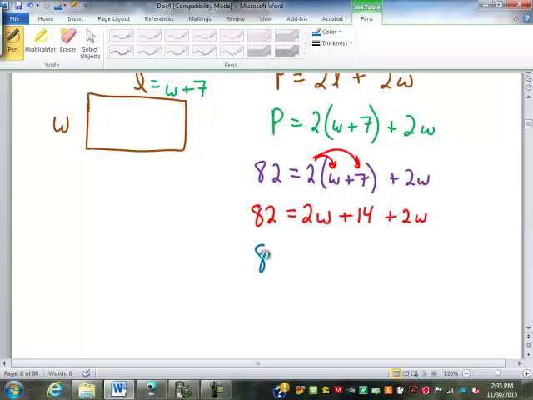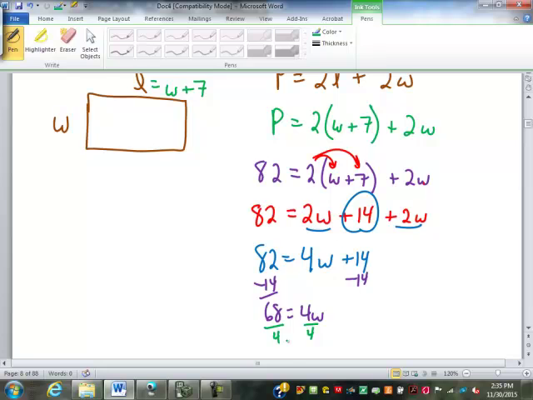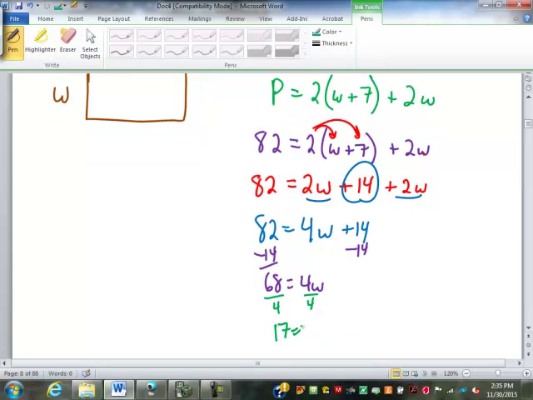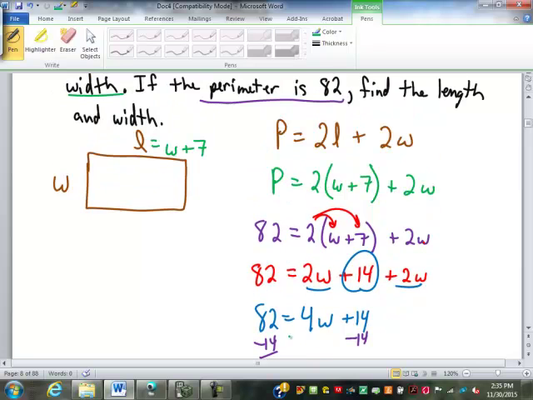Then what? We can combine them. 2W and 2W makes 4W. We still have the plus 14 here. Subtract 14. Very good. 68 equals 4W, and then divide by 4. So 17 equals W. Are we done? No. Come up here, W equals 17. The length is W plus 7. So 17 plus 7 is 24, the length.